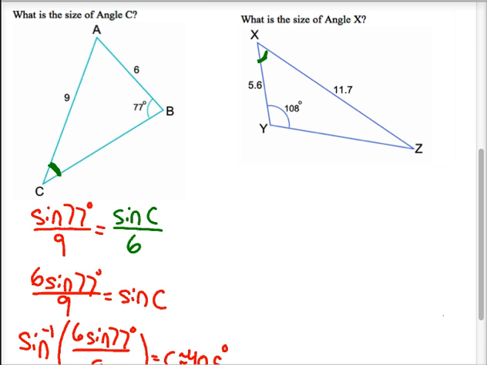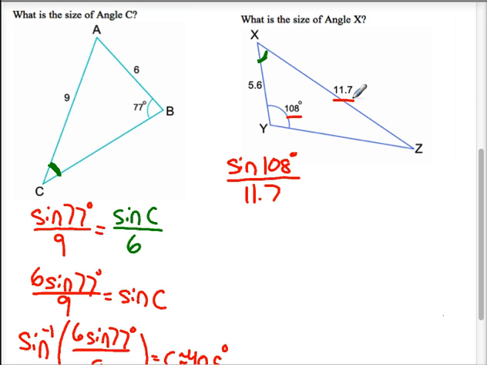All right, so looking for X. Now, when you go to set this up, you may start noticing something a little bit tricky. So, the complete set that I have, those two. So, sine of 108 over 11.7.